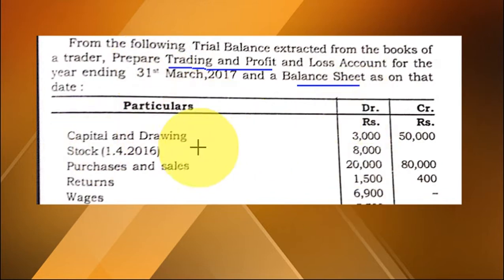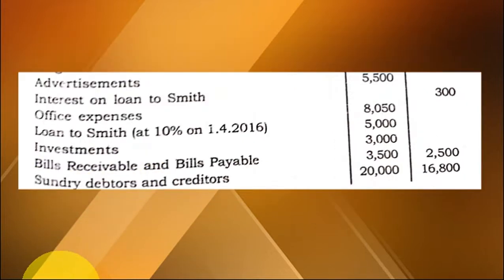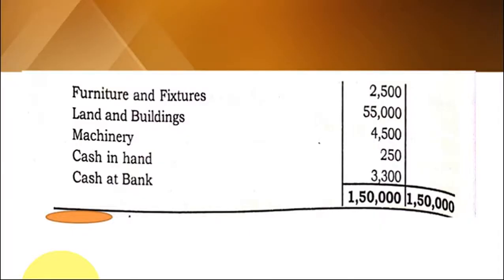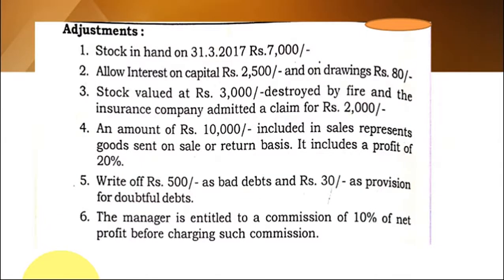So they have given the information about capital, drawings, stock, purchases, returns, wages, advertisement, interest, office expenses, loan. So everything they have given. There are various items and there are adjustments. First thing, we should understand which item goes where. Then adjustments, where do they appear? So let's see one by one.